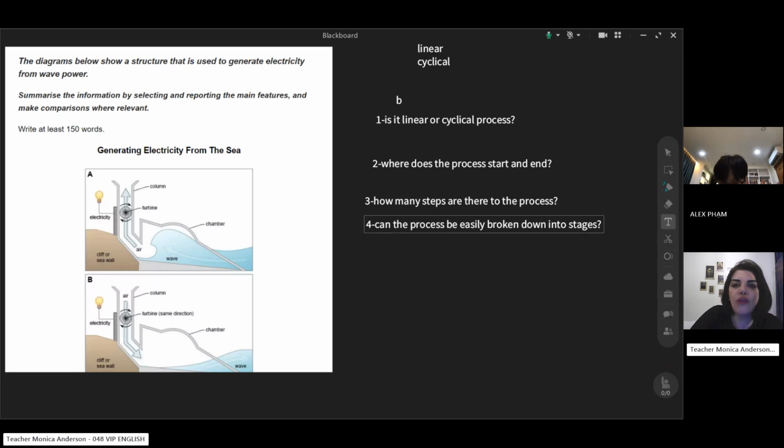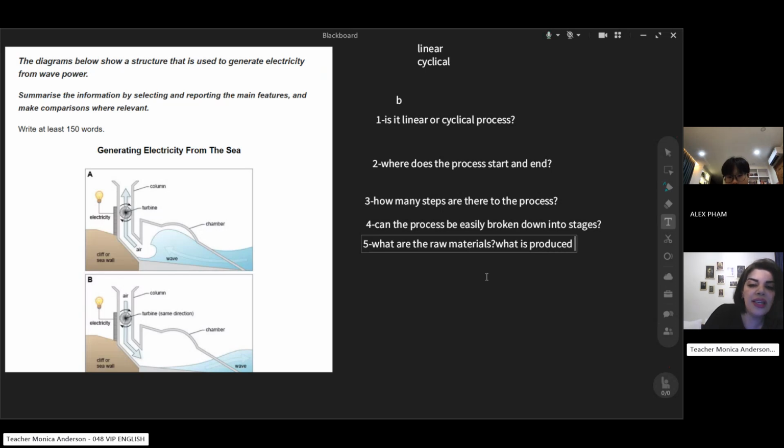And after that, what are the materials? If this is a process, I need to know what the raw materials are. For example, for generating electricity, of course, water is my material. And the next one: what is produced at the end of the process? For example, electricity. But of course, that's about producing. Sometimes it's not about producing something. So this is about production, manufacturing.